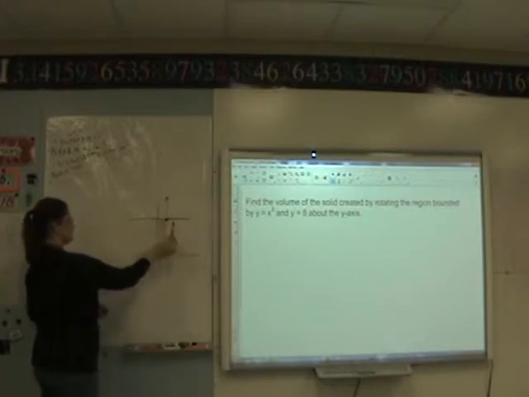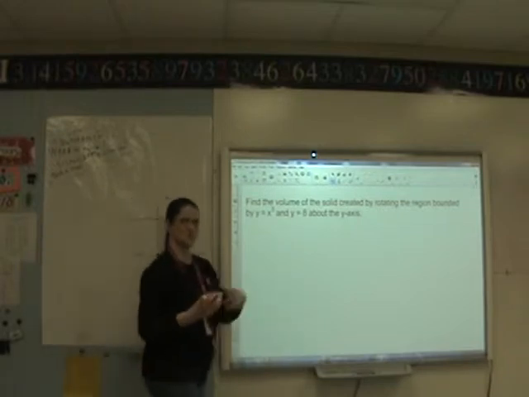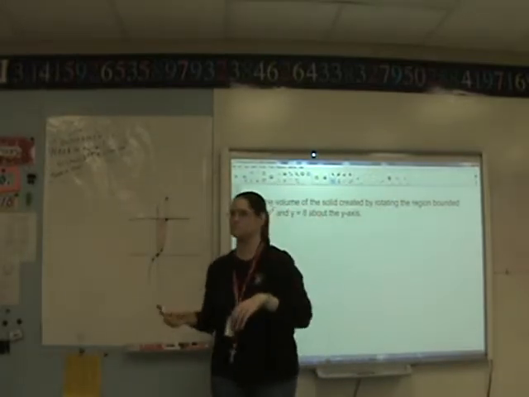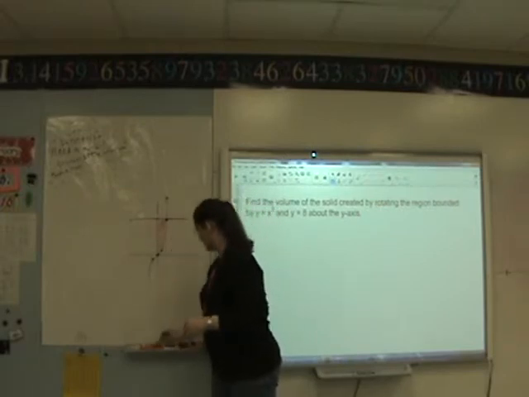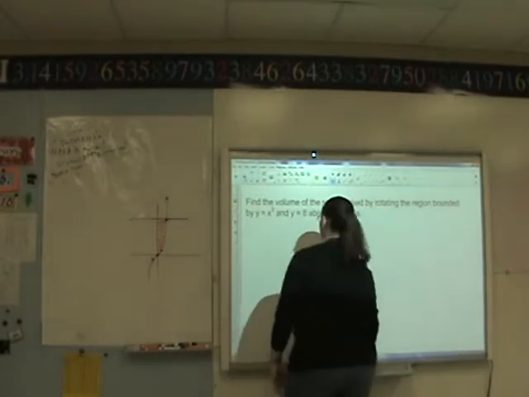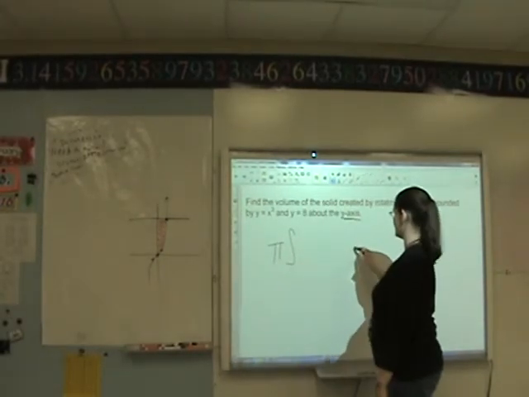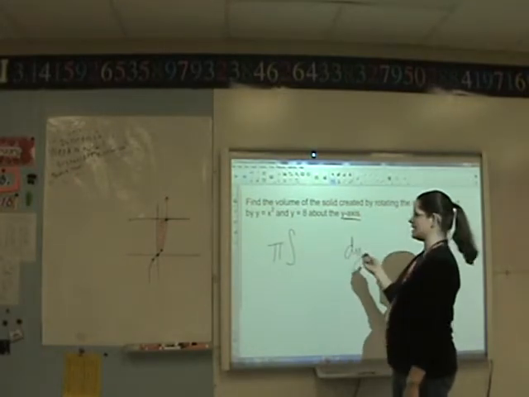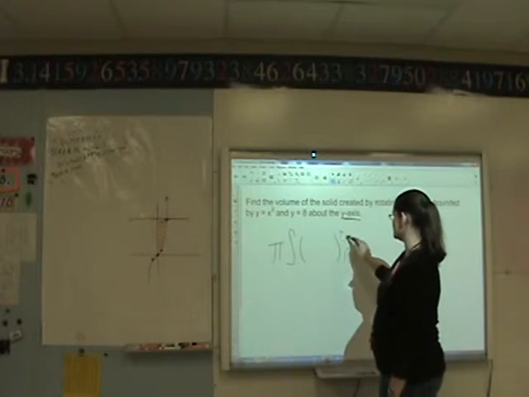I'm going to rotate around the y-axis. This is going to be a very similar shape to what we just had. This is just longer and skinnier than the other one, and the other one was laying flat. This one's vertical. So they tell me which letter to use. They said rotate around the y-axis. That tells me I have to use y's, dy. So pi function squared.